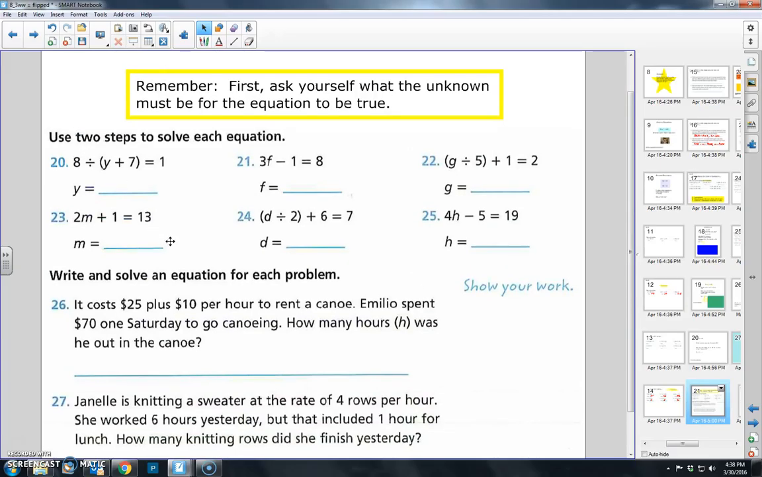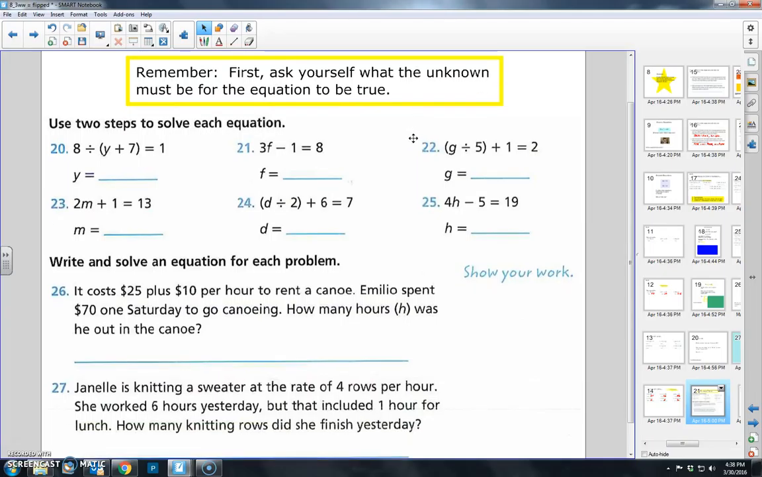Okay. So remember, what is the unknown? What is the unknown for the equation to be true? Go ahead and pause.